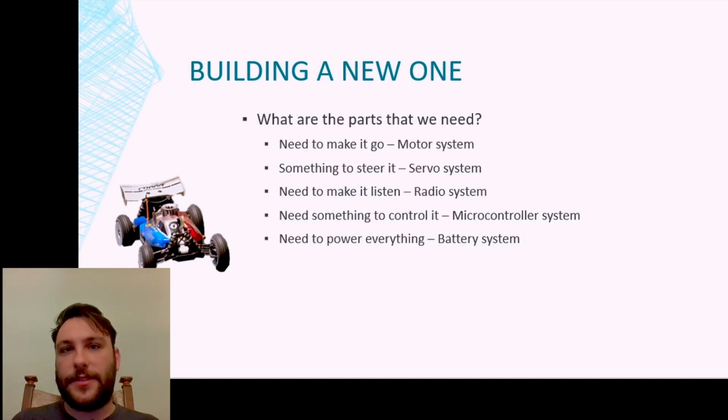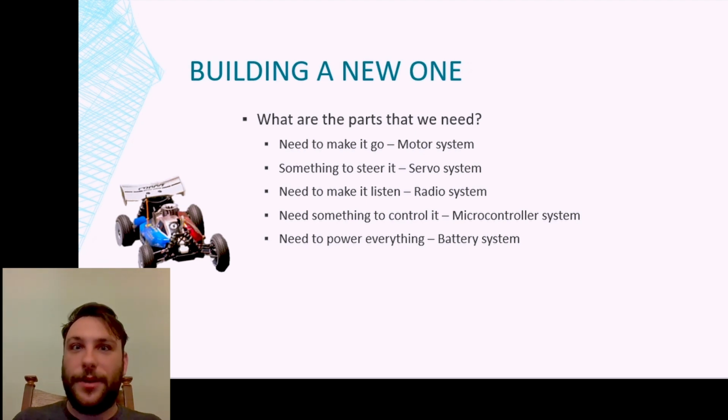First, we need to be able to make this go, and for that, we need a motor system and all the different components involved with that. Next, because we want it to go more than forwards and backwards, it's not a train, it's a car, we need some way to steer the system. So we need a servo as well to control that. Next, we need to be able to control everything.